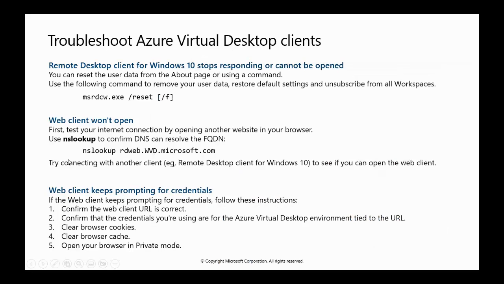Another problem with web clients is that the web client keeps prompting for credentials. This is an authentication problem. What would be the problem? I should confirm that I am using the correct URL for the user. Maybe I sent the user a wrong subscription or a wrong URL, so I am sending the wrong URL to a person who does not have the right to connect to this address. This is the first thing I should make sure: I am sending the correct URL to the correct person.